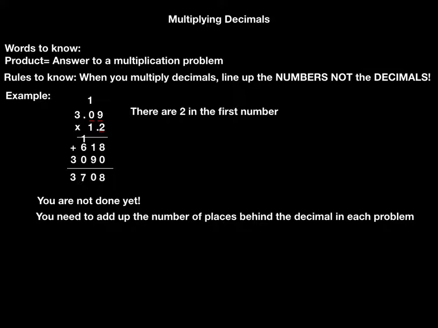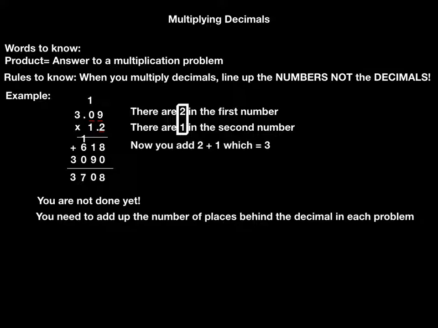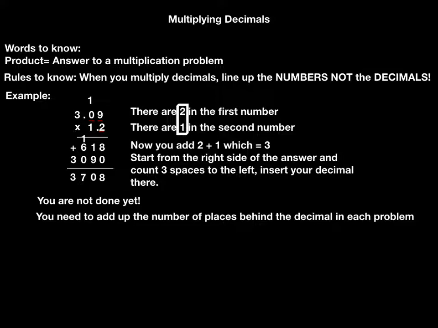There are 2 in the first number. There is 1 in the second number. Because 3.09, there's 0 and 9. 1.2 is just the 2. Now you add 2 plus 1, which is 3. Start from the right side of your answer and count 3 spaces to the left. Insert your decimal there. So we're going to start after the 8, because that is the farthest right in our answer. And then we move 3 spaces to the left to 3.708.